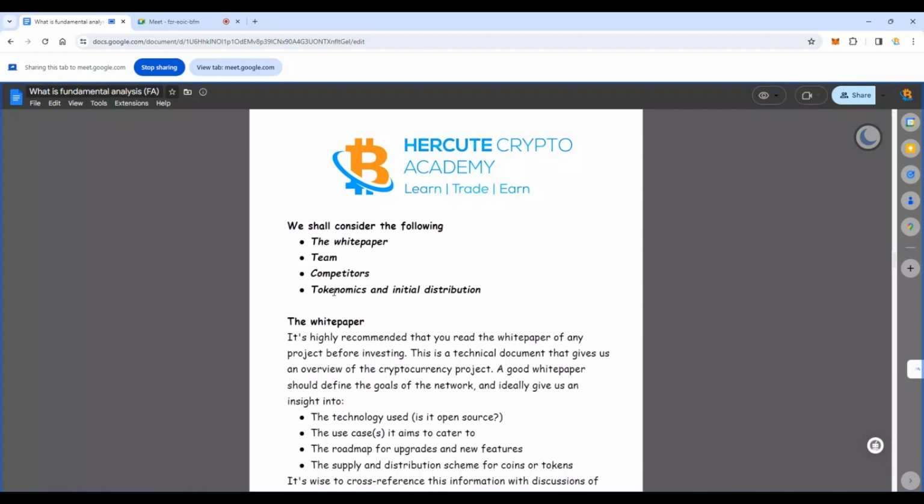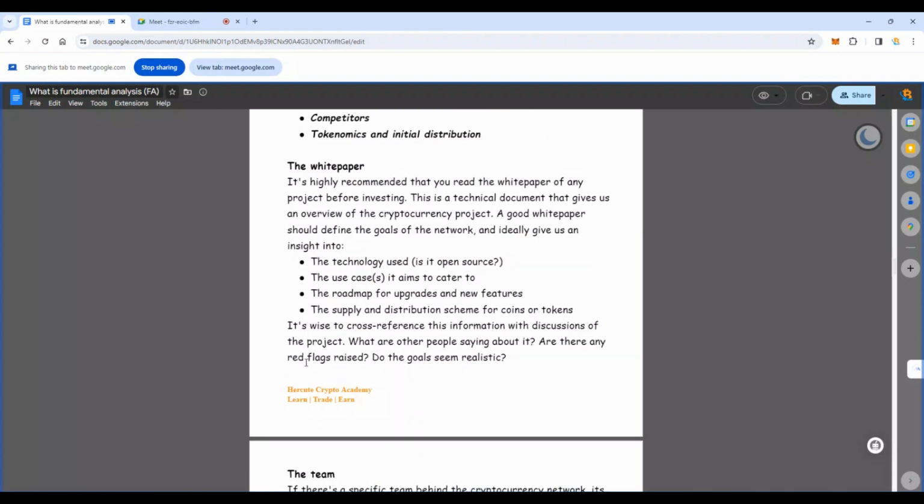It is highly recommended that you read the white paper of any project before investing. Now, a white paper is a technical document that gives you an overview of the cryptocurrency project. And a good white paper should define the goals of the network and ideally give us an insight into the following. The technology used: is it open source or non-open source? The use cases, or the utility rather: how is this project going to be used? Why is this project being launched? Is there another project that is currently doing this?